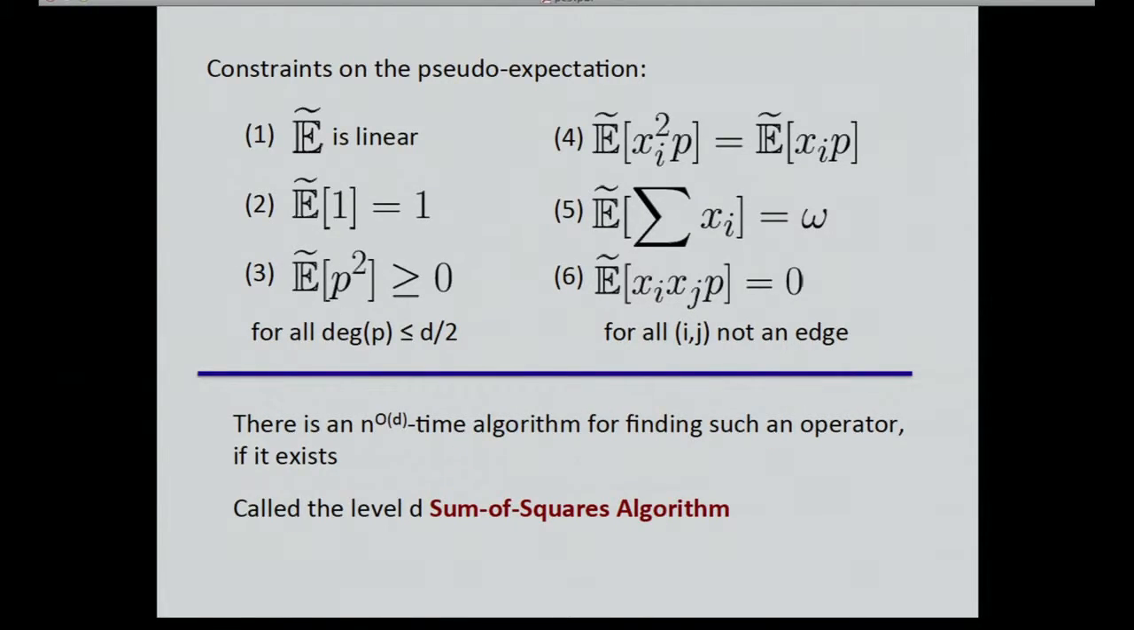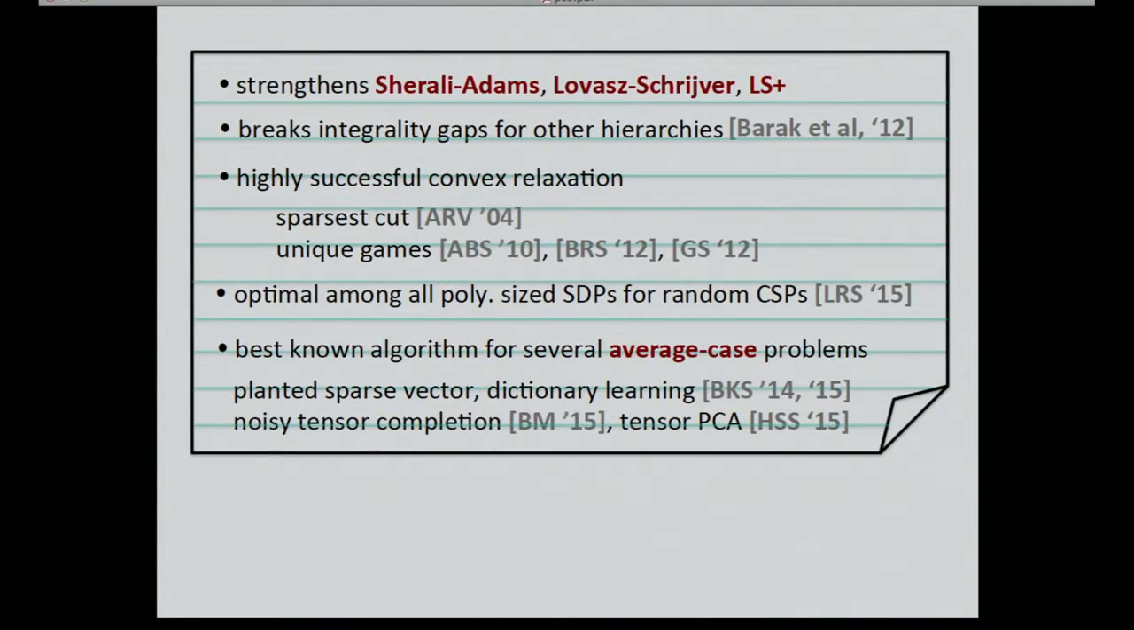The workhorse behind it is that constraint 3 really amounts to checking positive semi-definiteness of some n^O(d) by n^O(d) matrix, and that's really what's going on. This is called the level d sum of squares algorithm. As you increase d, you get a more and more powerful family of algorithms that for any constant d still runs in polynomial time. And actually, this algorithm is incredibly powerful. So let me tell you a little bit about its CV.